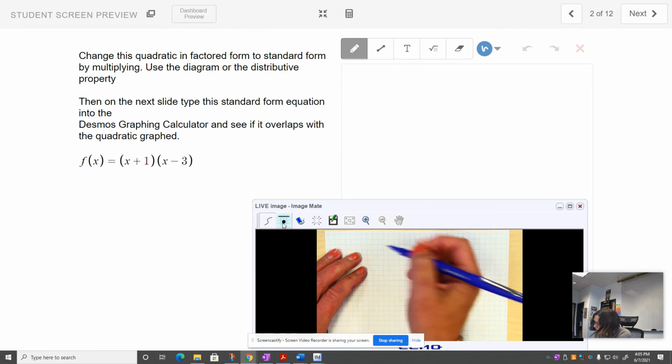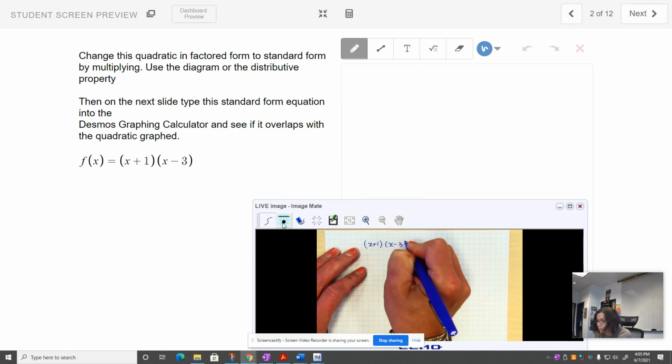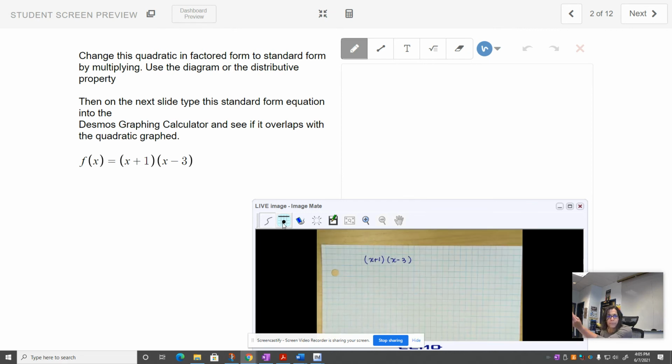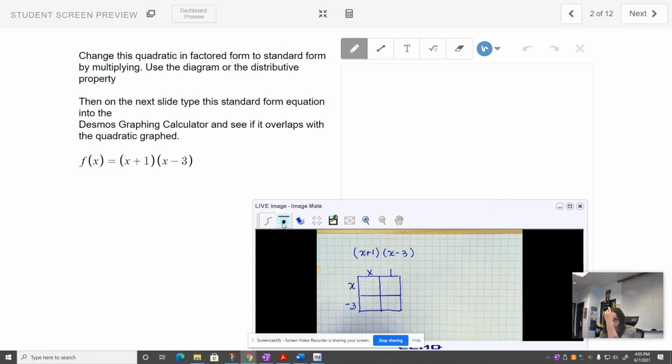Okay. So if I have x plus 1 times x minus 3, and I want to multiply that out to get that to standard form, one thing I can do is use the diagram, sometimes called the box method, and take the x plus 1, put it across the top. Take the x minus 3, put it across the side, and then multiply it out. So x times x is x squared. 1 times x is 1x. Negative 3 times x is negative 3x, and negative 3 times 1 is negative 3.